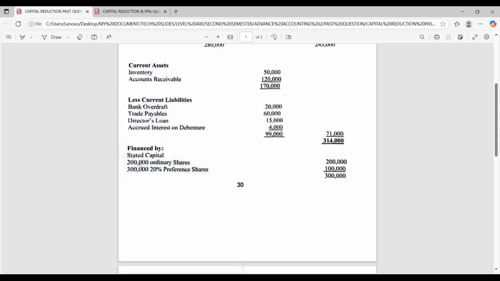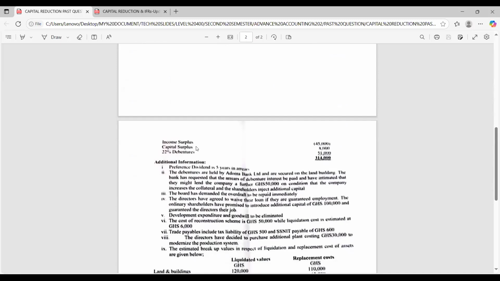Please, the 200 and 300 you are seeing here are the number of shares. When you are reconstructing, we don't use the 200 and the 300. We use their values. I'm speaking to someone who attempted it. So don't use the 300. The 300 before the word means the number of shares they sold. This is the value of the shareholders. So the ordinary shareholders value is 200 and the preference shareholders value is 100,000.